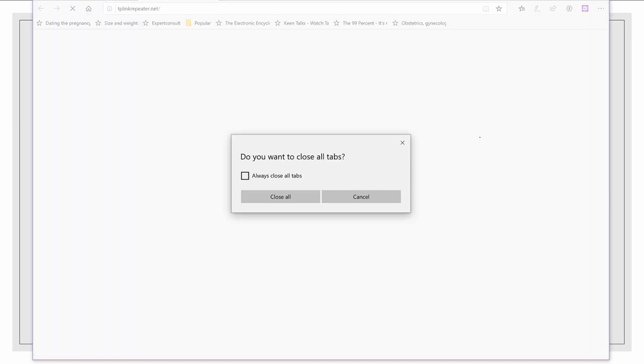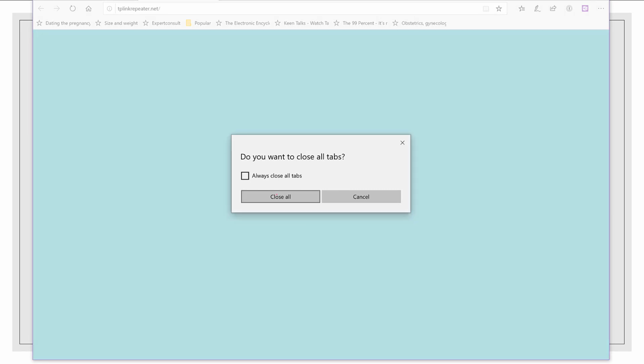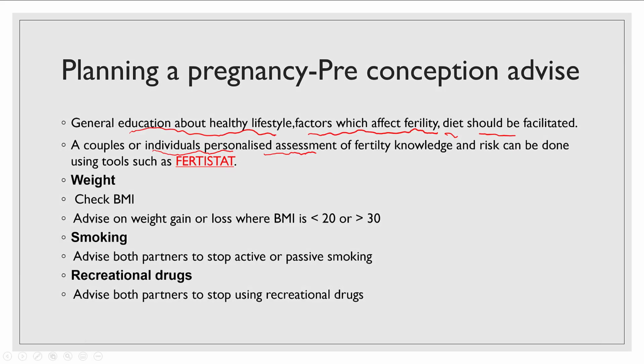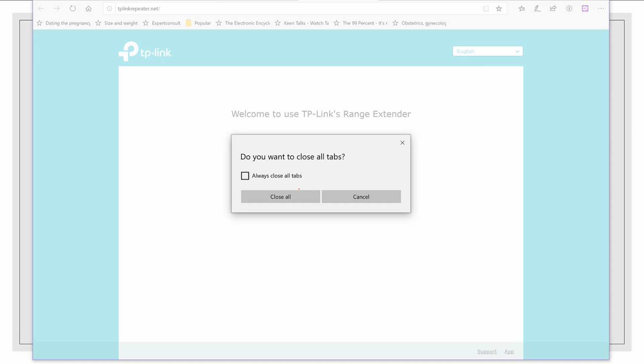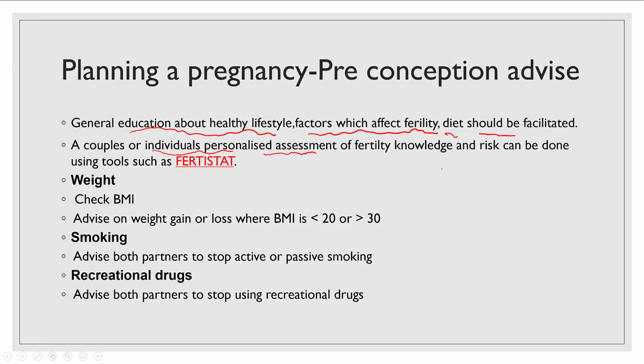This is a website which is, sorry, it's not connecting, but it is a site.